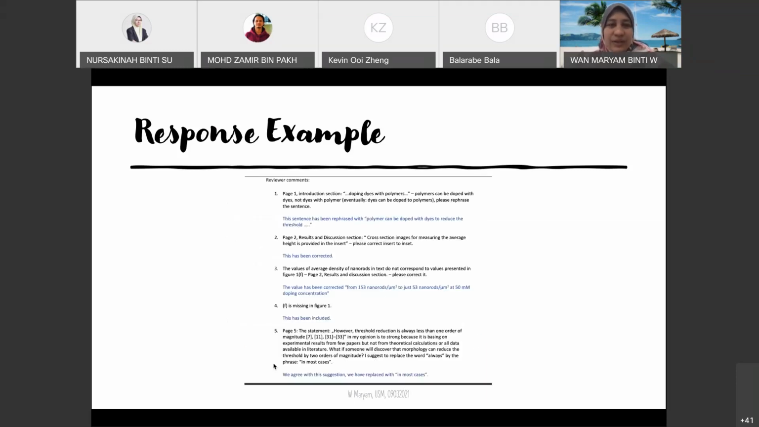I just said the sentence has been rephrased to "polymers can be doped with dyes to reduce threshold." So we just follow what they say: polymers can be doped with dyes. No problem. Page 2, please correct insert. This has been corrected. The value does not correspond to values presented in the figure. Just put what is presented in the figure. That's it. F is missing. This has been included. If you look at it, it's very simple. If you think what the reviewer says is correct, just include it, accept that you made a mistake.